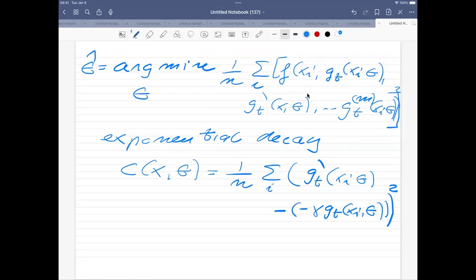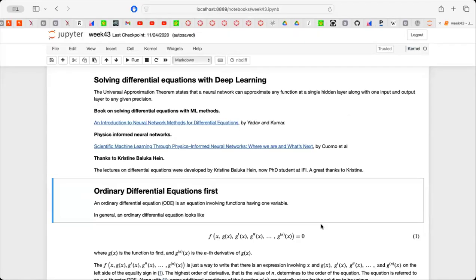So let's turn back to the Jupyter notebook and have a look at how we can implement this using the codes which we have developed for differential equations and neural networks. We are now back to the Jupyter notebook. The notes which you see here were developed by Christina Hein when she was a teaching assistant at this course. She's now wrapping up her PhD at the Department of Computer Science.